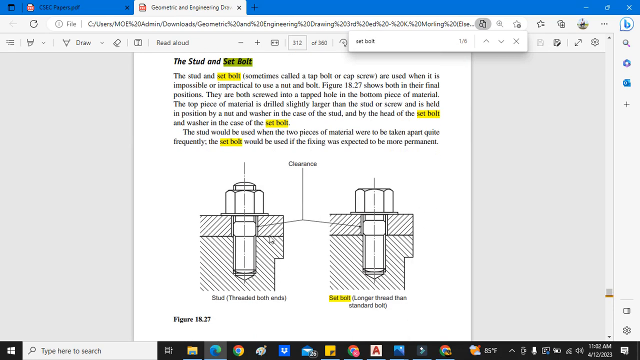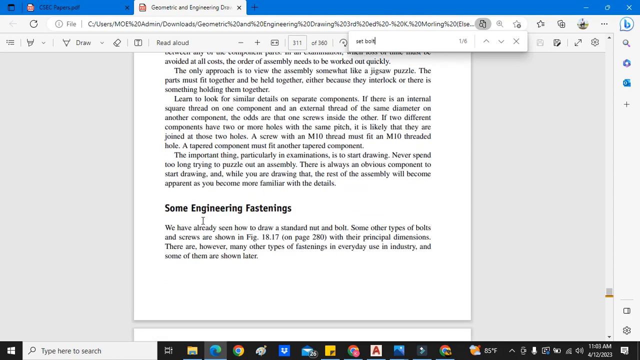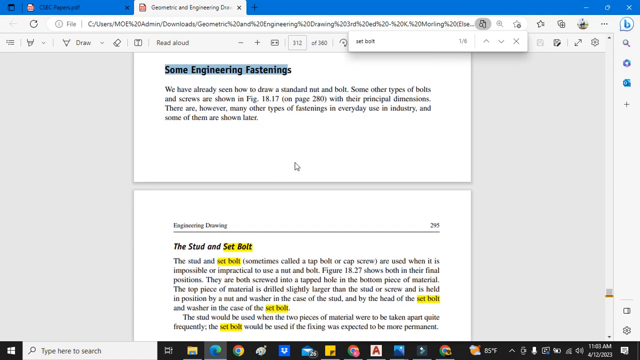So here's what a set bolt looks like. See it? You have the bolt coming down. It goes through two pieces of material. You have your washer. So it's important to be able to reproduce this, because what CSEC is looking for in this topic with fasteners or fastenings, it's in your blue book, your book 2, and it's also in this book here. You have to use both books.